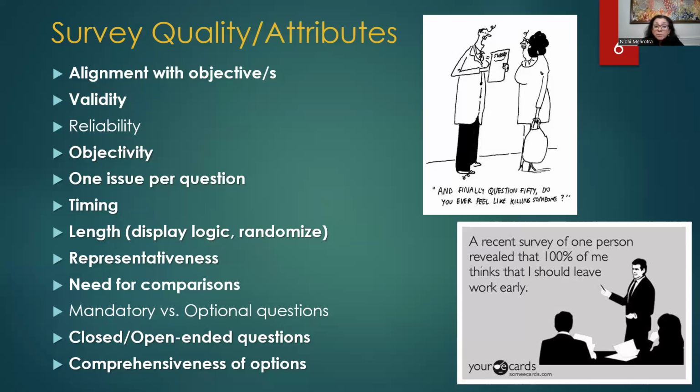Representativeness. One of the biggest issues with surveys is self-selection, right? Because if students are self-selecting into who responds, you will not get accurate information. So it's really important to put effort into making sure that the survey responses are representative.